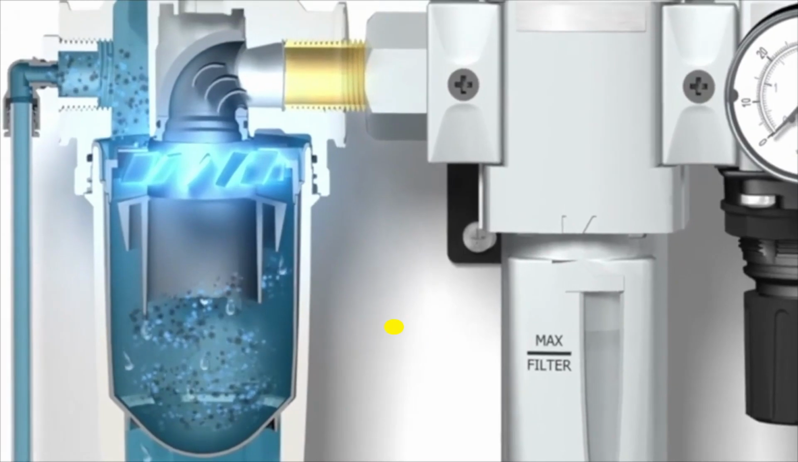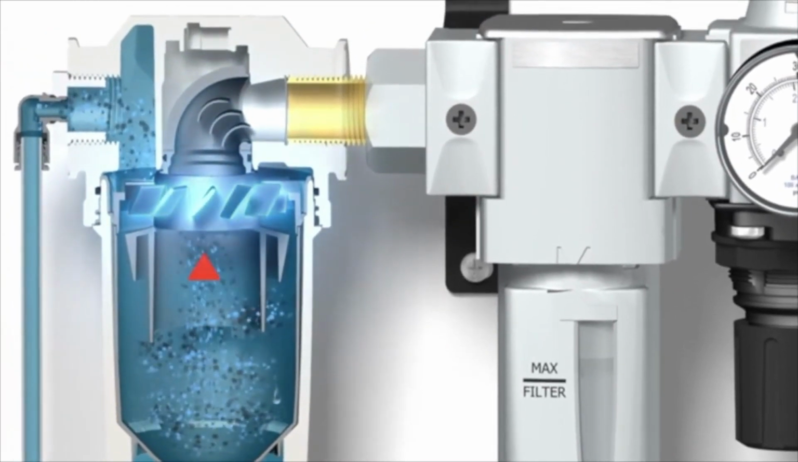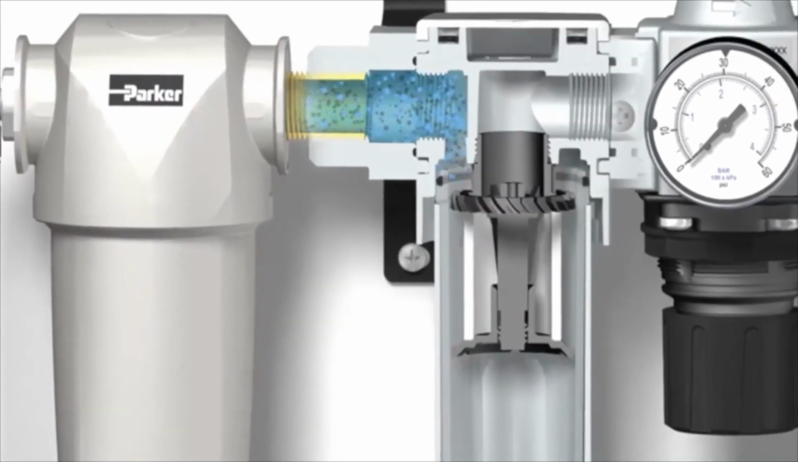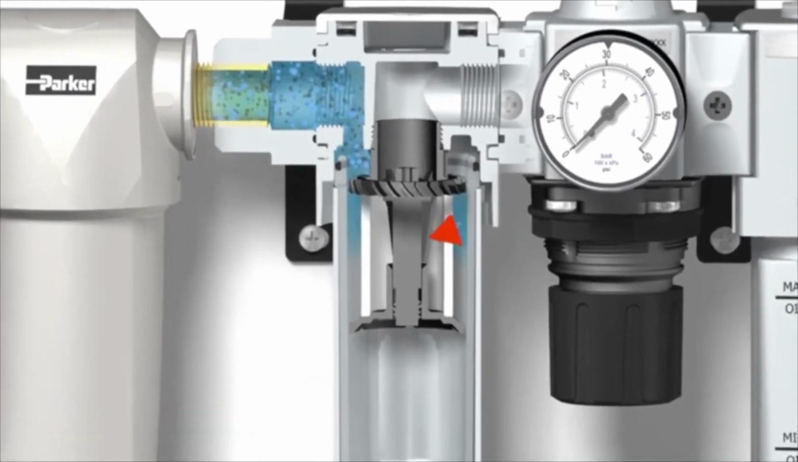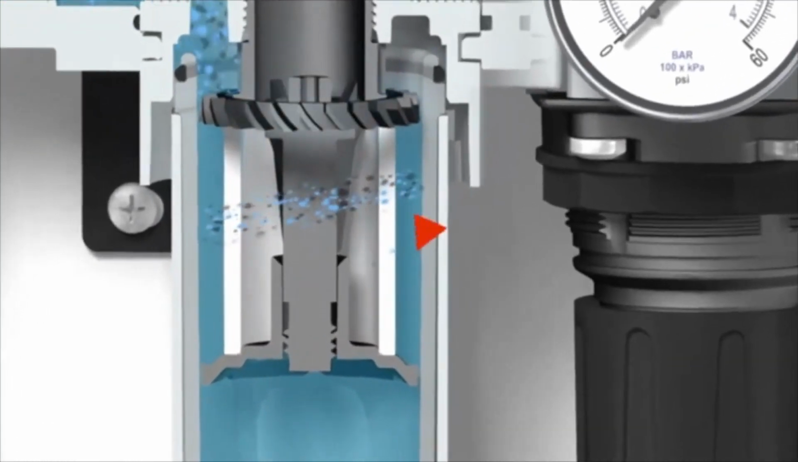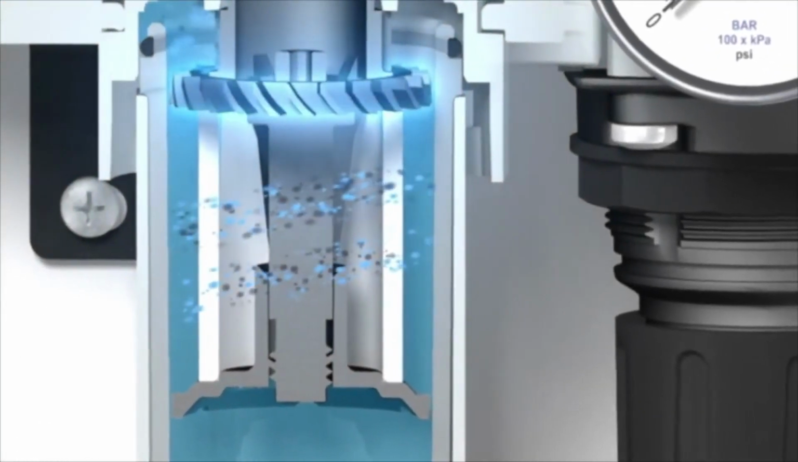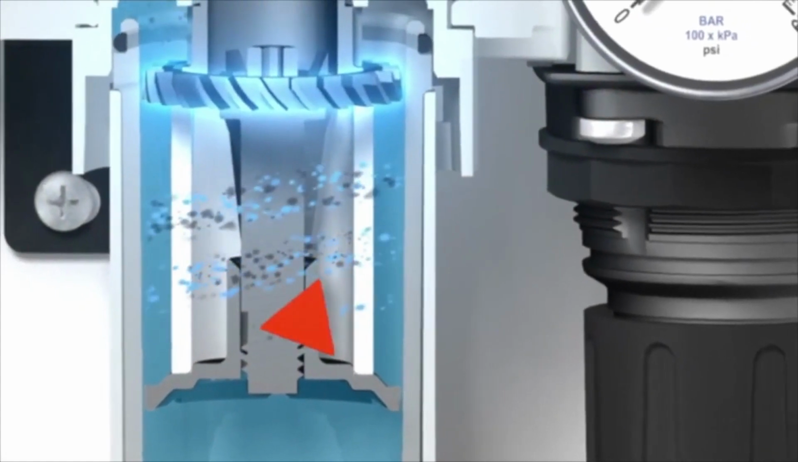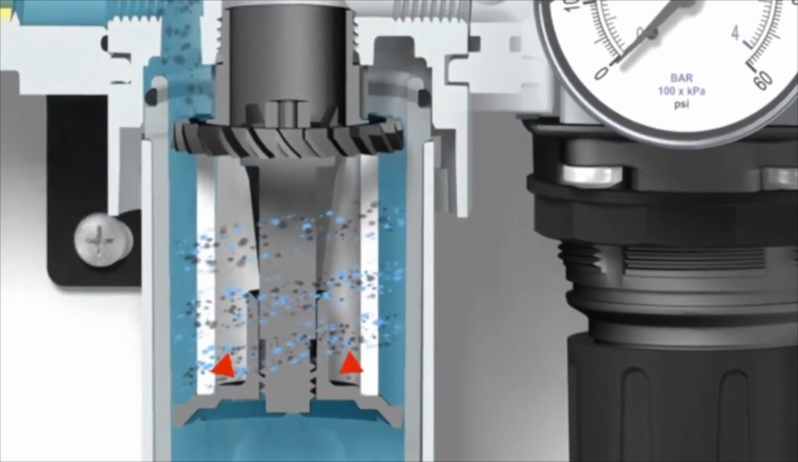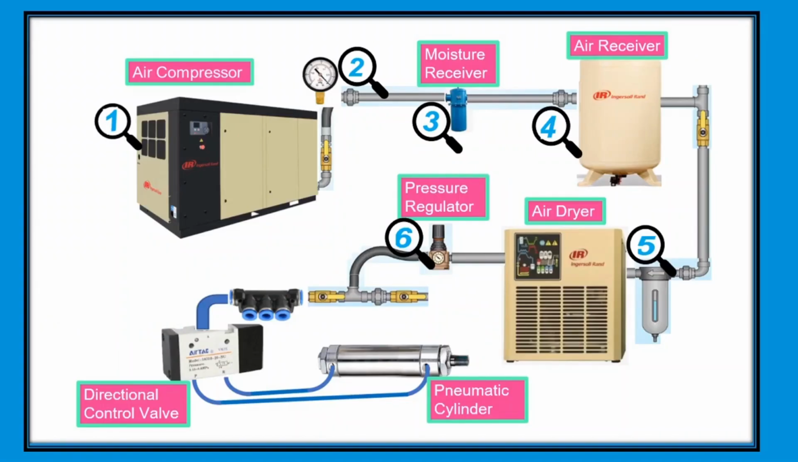Number 2. Pressure gauge. An instrument for measuring the state of gas or fluid that is defined by the force the gas or fluid would exert. The units are pounds per square inch or newton per square centimeter. Number 3. Moisture receiver. Removes water and suspended contaminants. Number 4. Air receiver. It is used to store high pressure air from the compressor.